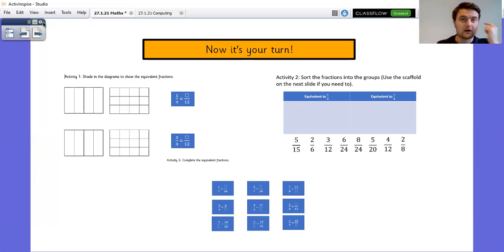Now on Teams, I have put in your fraction rules, but you've got 3 different activities. Have a go at shading in the tables again to help you out with it. And good luck. Use the fraction rules to help if you need to. I believe that activity 2 has also got scaffolds further on in the PowerPoint that you can use as well.